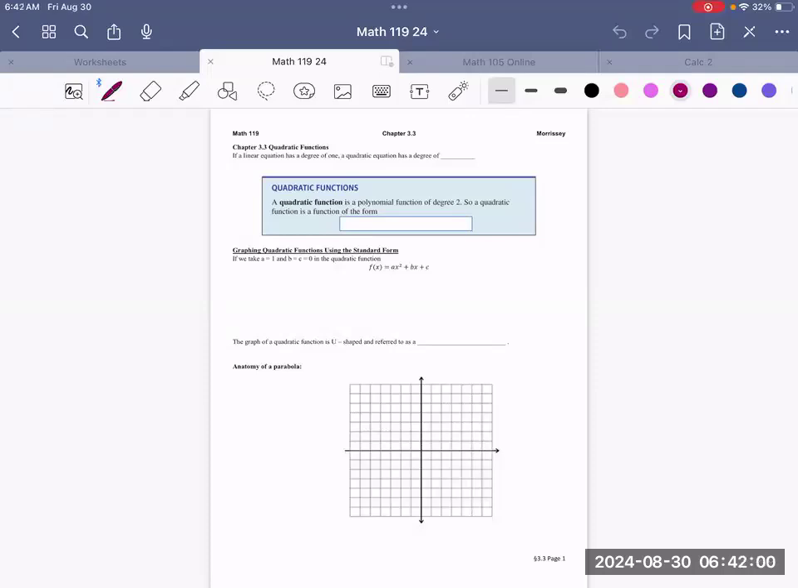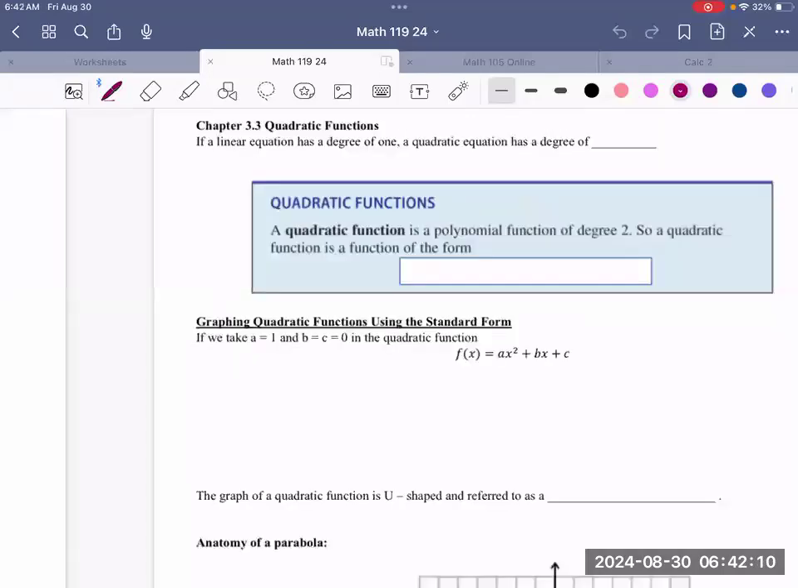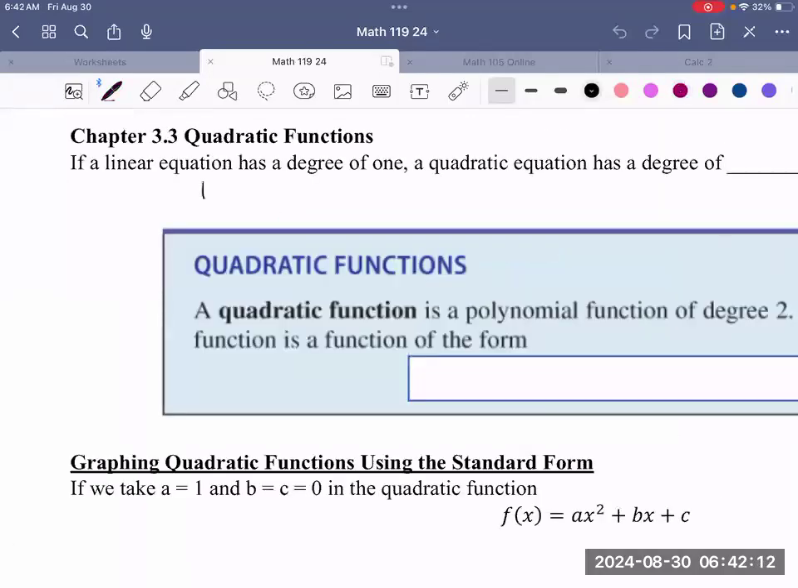Welcome to Math 119, Chapter 3.3, where we're talking about quadratic functions and this time how to graph them. So if a linear equation has a degree of 1, think about the format of a linear equation: y equals mx plus b, or y equals ax plus b, right? The degree on top of your x is 1.